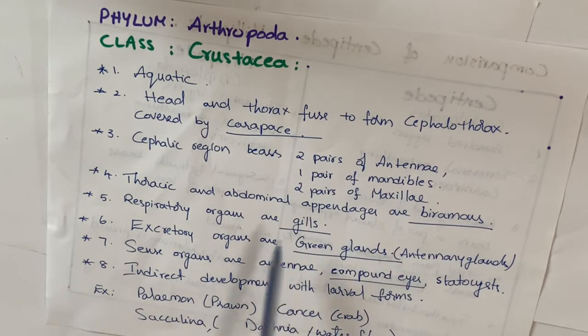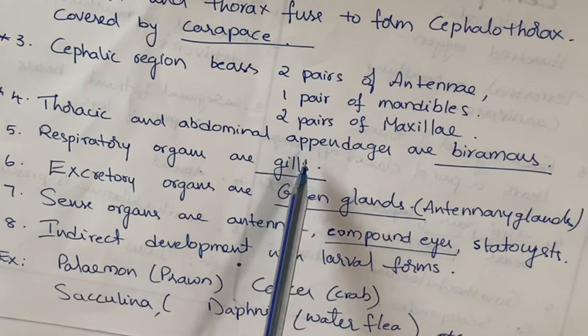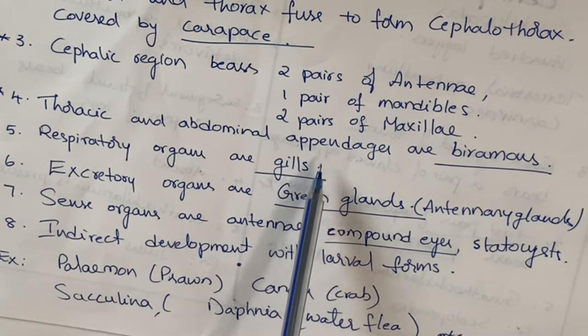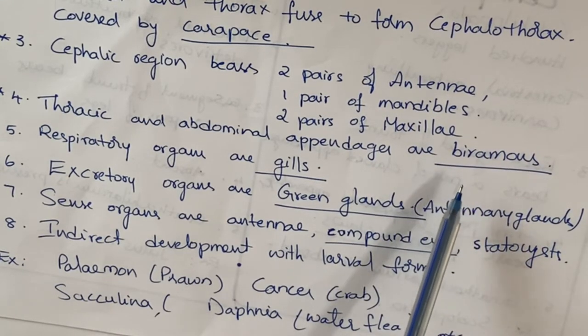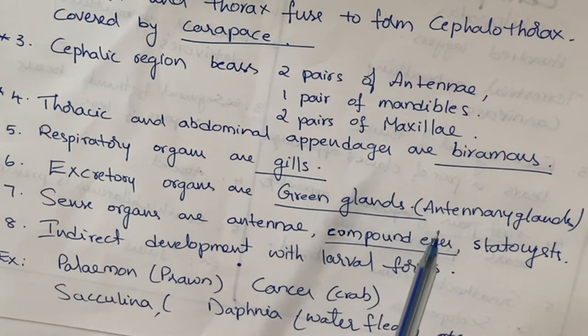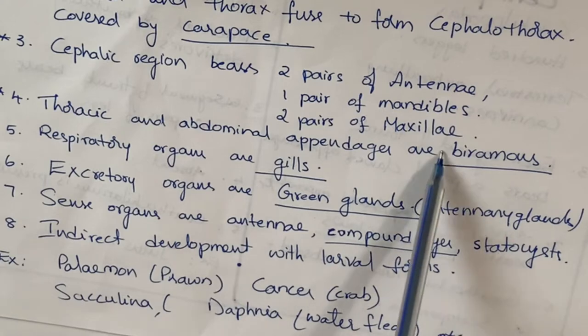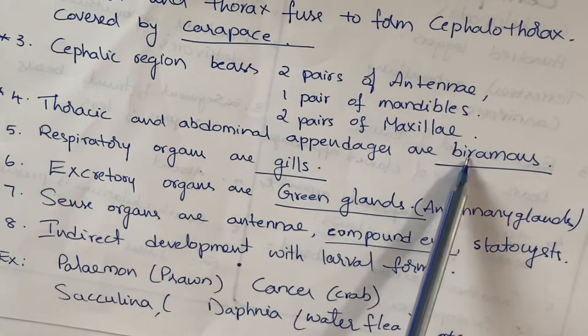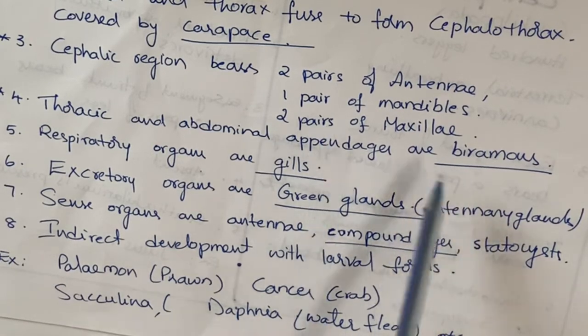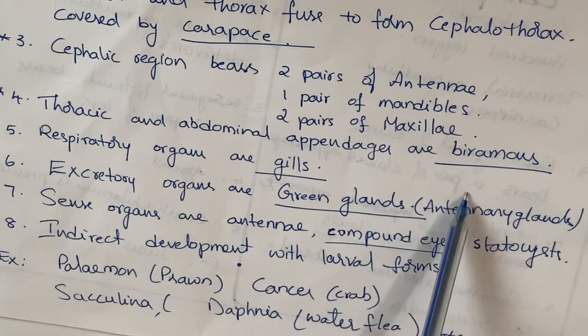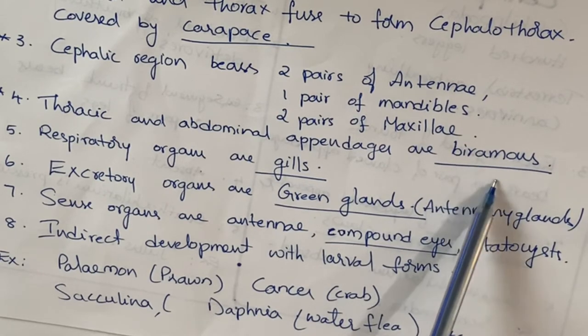Next, coming to thoracic and abdominal regions, here also projections are present, and these are biramous projections. So biramous means the projection or the appendage consists of branches. So it is not a single structure. Suppose legs are present, the leg consists of a branch, that's why these are known as biramous. Okay, in all other arthropods, appendages are uniramous, they are not branched. So the segments are jointed end to end, but here in crustaceans, the appendages are branched. So this is very important from the examination point of view.